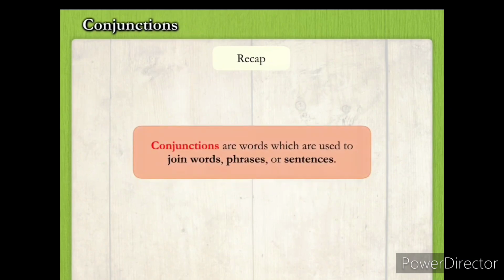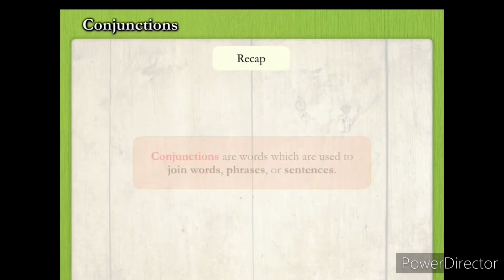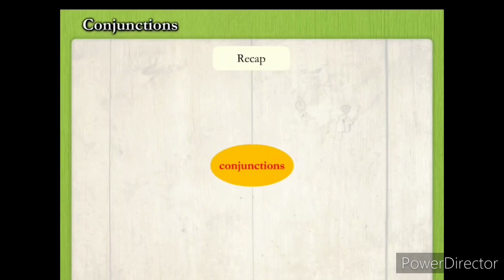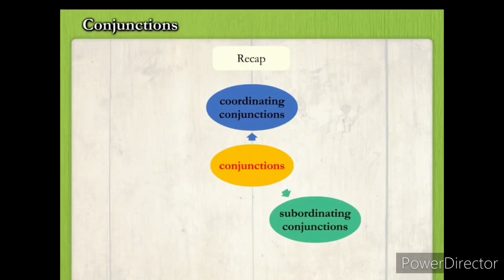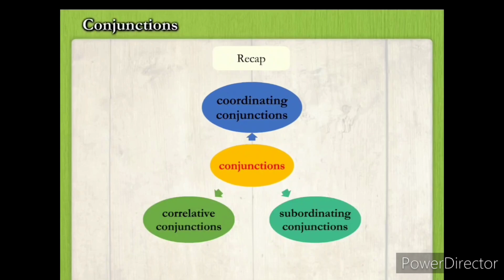You already know that conjunctions are words which are used to join words, phrases, or sentences. Depending on their function in a sentence, conjunctions can be classified as coordinating conjunctions, subordinating conjunctions, and correlative conjunctions. Let's study them one by one.